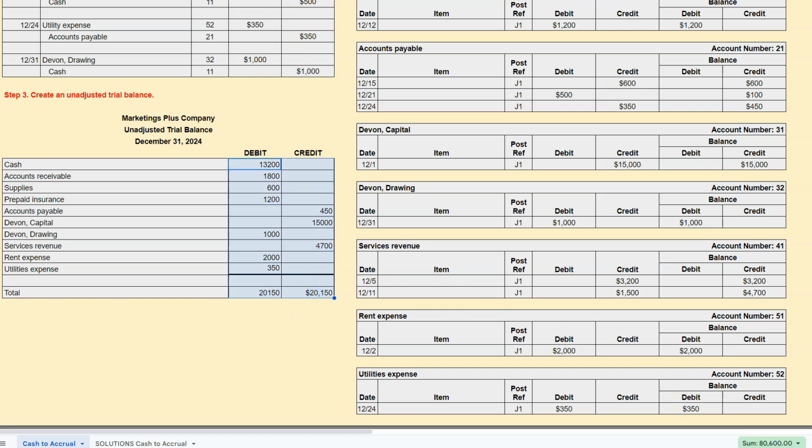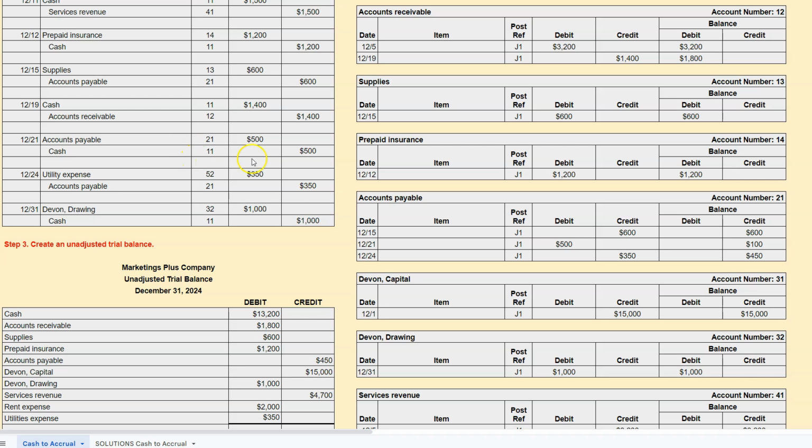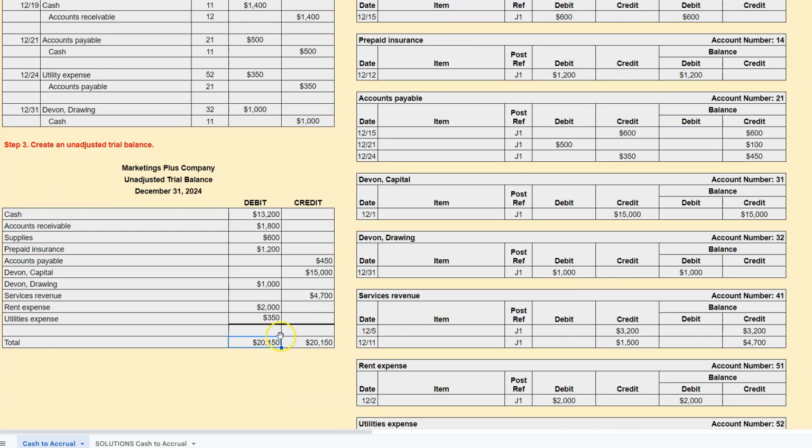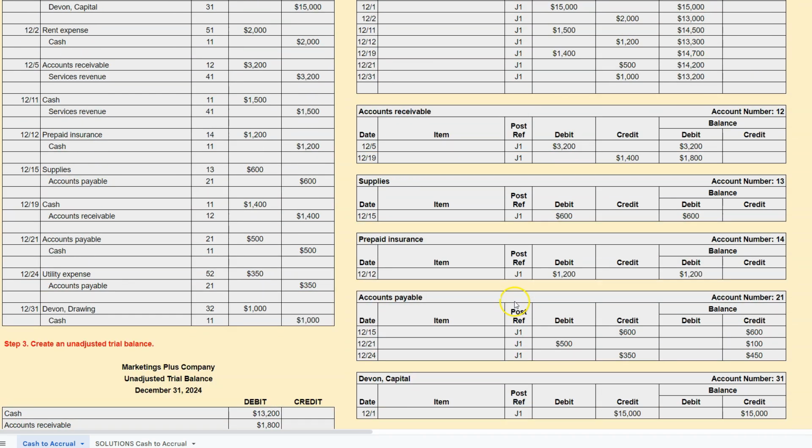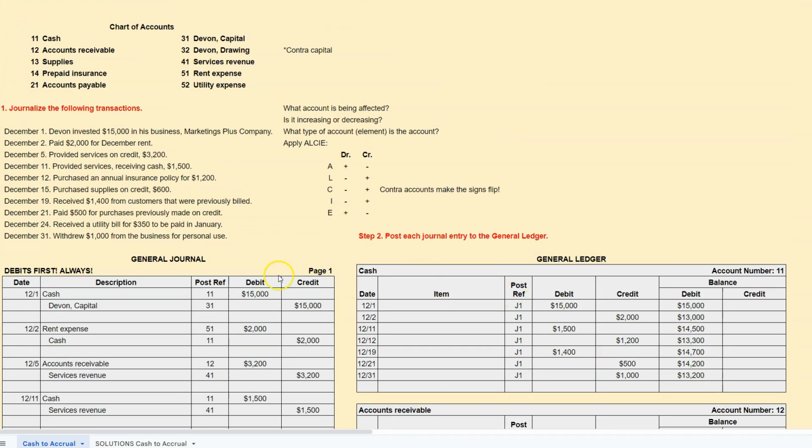Now, if you were to get to the end of that and your debits did not equal your credits, that is a great indicator that something went wrong. Either a journal entry was incorrect or you did some incorrect math over here or something, right? Just because they equal, it's not a 100% guarantee that you did everything perfectly. There could still be mistakes, but if they don't equal, you know something is off. These must equal.